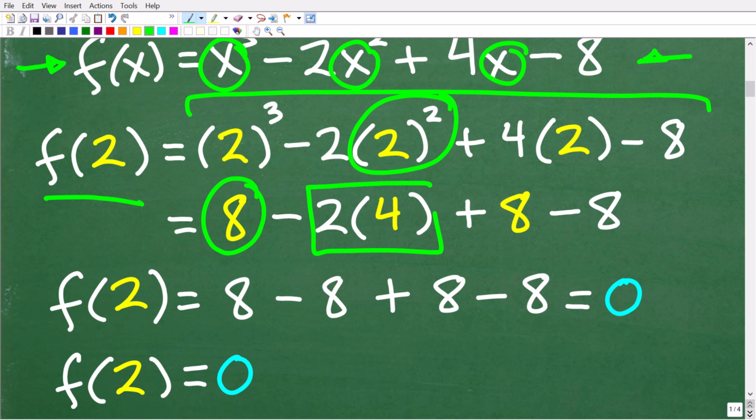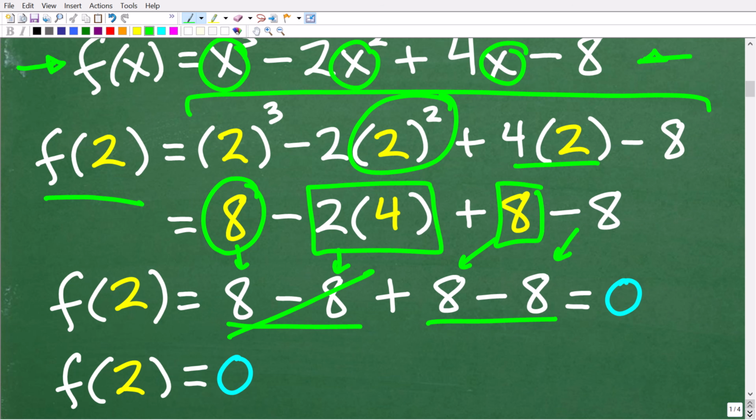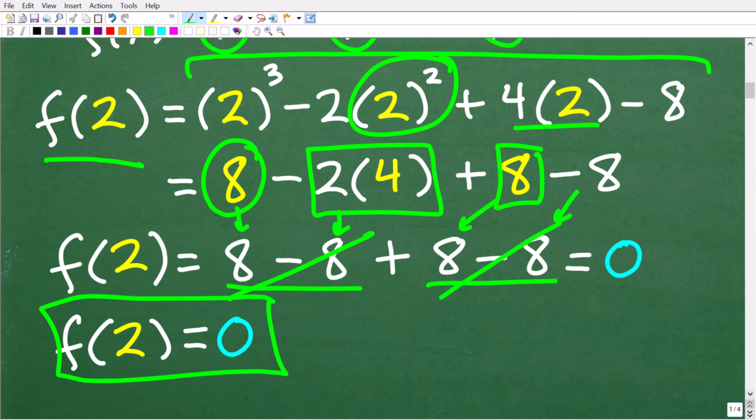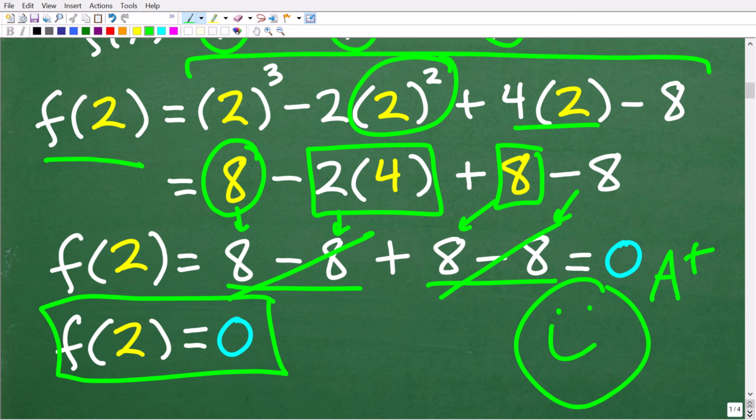But we'll just take this one step at a time. Plus 4 times 2 is 8 right here. Okay, so here we have 8 minus 2 times 4 is 8, plus 8 minus 8. Okay, so 8 minus 8 is 0, and then we're going to add that to 8 minus 8, which of course is 0. So our final answer here is 0. Okay, so f of 2 for this particular function is 0. All right, now if you got this right, that is fantastic. I have to give you a nice little happy face and an A+.